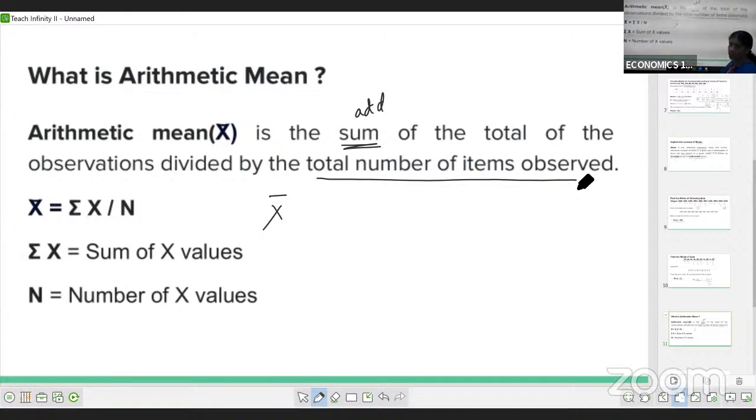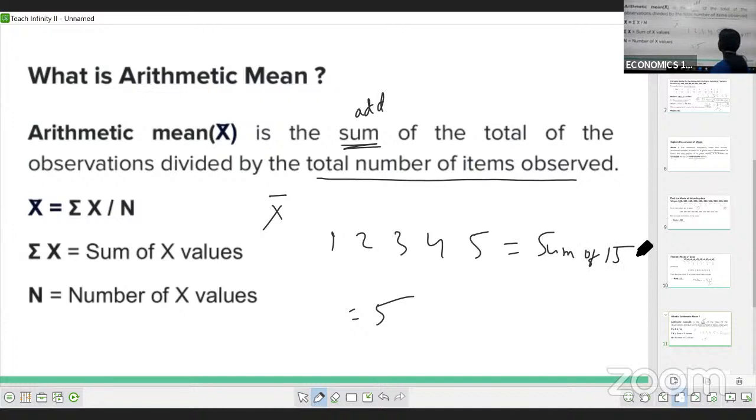Suppose they gave the data like this: 1, 2, 3, 4, 5. How many items are we having? We are having 5 items. What is the sum? 1 plus 2 is 3, 3 plus 3 is 6, 6 plus 4 is 10, 10 plus 5 is 15. So the sum is 15 and the items are 5. Then you can check the formula.